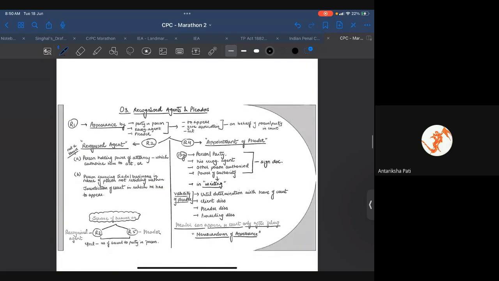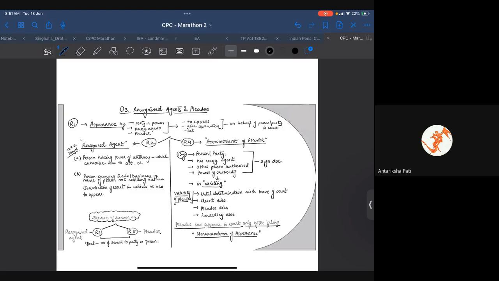Order 3, recognized agents and pleaders. Rule 1 says appearance by party in person, recognized agent or pleader, and he will be appearing or giving an application or acting on behalf of the person or party in court. Recognized agent is given in Rule 2. It says a person holding power of attorney which authorizes him to act, or a person carrying on trade or business in the name of a person not residing within the jurisdiction of the court in which he has to appear. Okay.